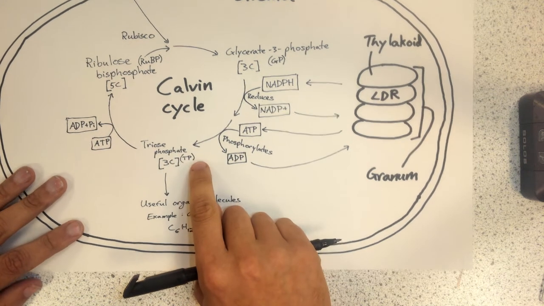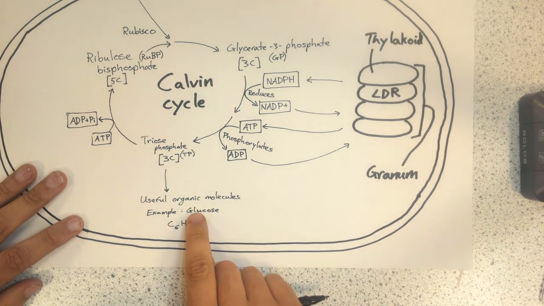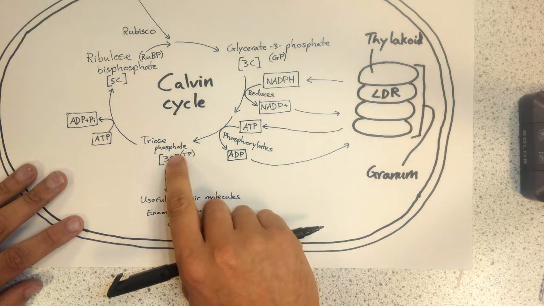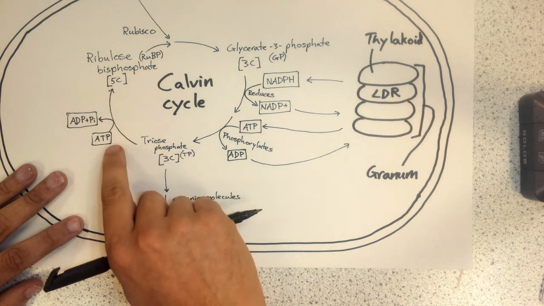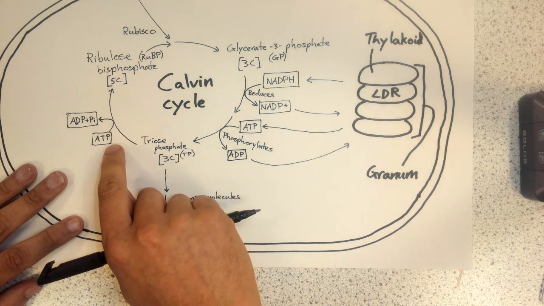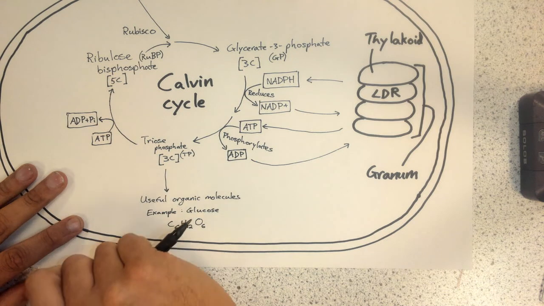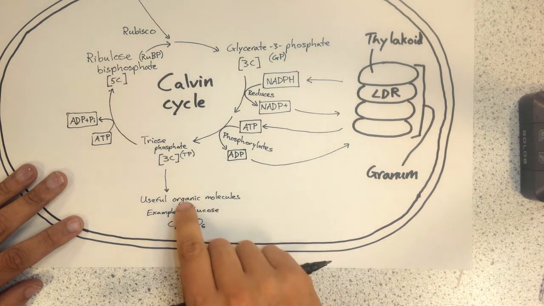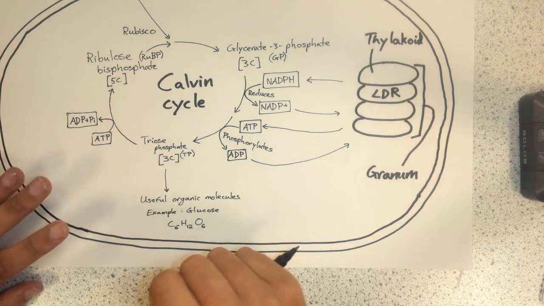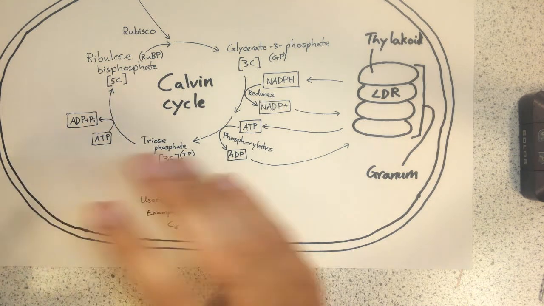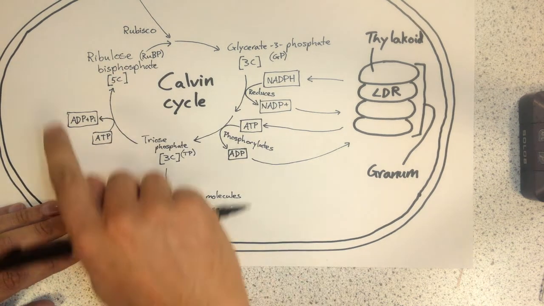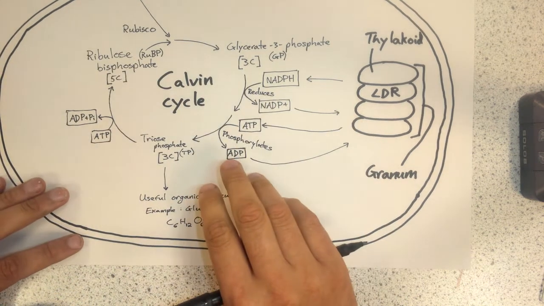Some of the TP is used to make useful organic molecules such as glucose, which would require 2 molecules of TP. The rest is transformed back into RuBP by being phosphorylated by ATP, which provides it with energy. The confusion around the numbers and understanding this can be explained by thinking about the number of carbons in a bigger scenario. Remember, this cycle is happening lots of times, all at once.